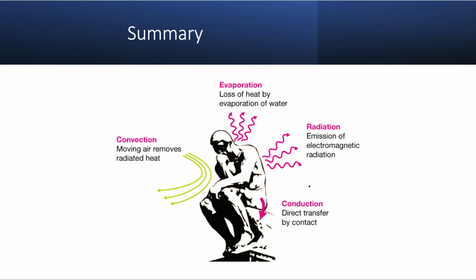Radiation is the emission of electromagnetic radiation. So again, with the sun rays, radiation occurs, it hits the person's body and it occurs. Conduction is direct transfer by contact.